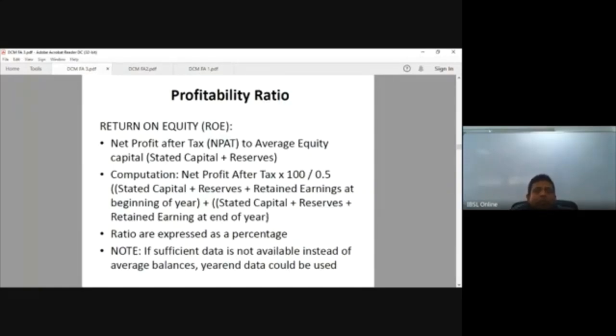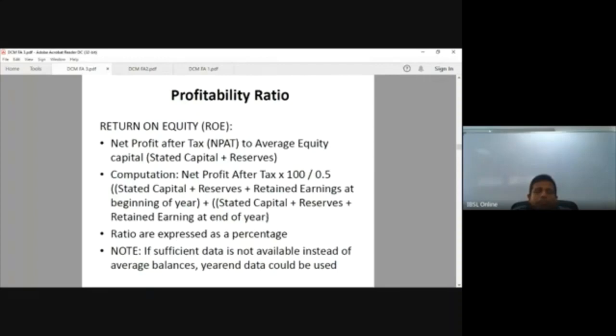In this ratio, we take the average of equity. Why do we take the average of equity? Because net profit after tax is an item that we take from the income statement, and the equity we have to take from the balance sheet. When you have that category, that is an income statement figure and a balance sheet figure, you have to take the balance sheet figure as an average figure. That's why net profit after tax to the average equity capital.